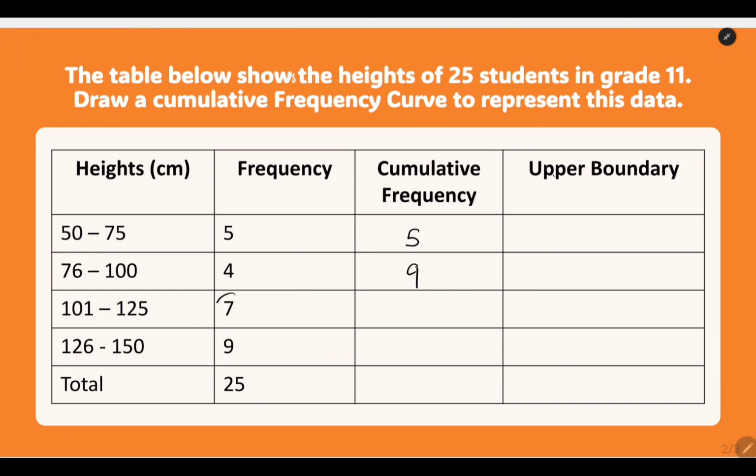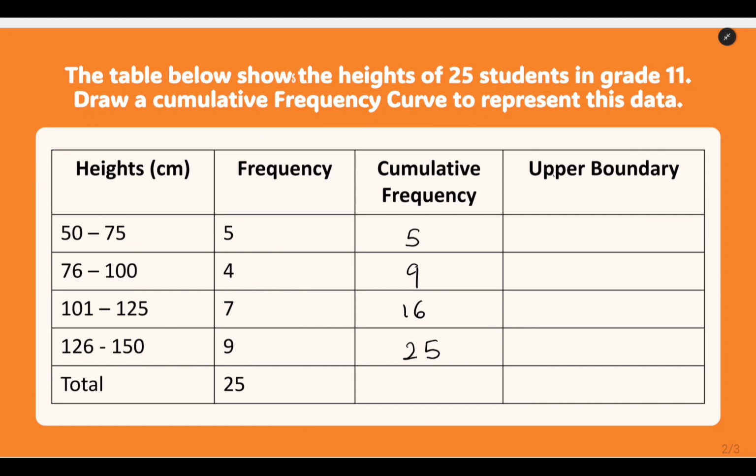Then we add the third one, which is 7, to the 9. 7 plus 9 gives you 16. And then we add 9 to 16, and that would give you 25. Now, the thing about the cumulative frequency is that the end number must equal the total number of persons in the observation. So that's one thing you want to look out for, to see if you made any mistake in your addition.